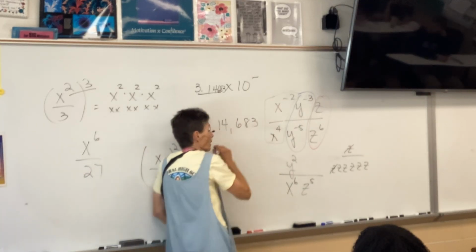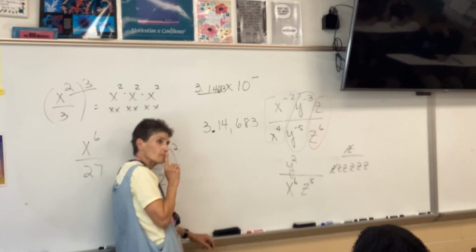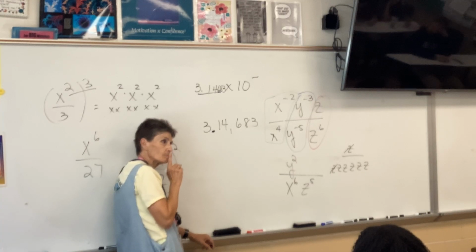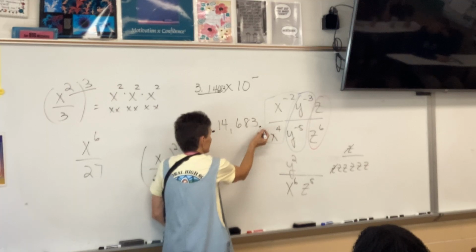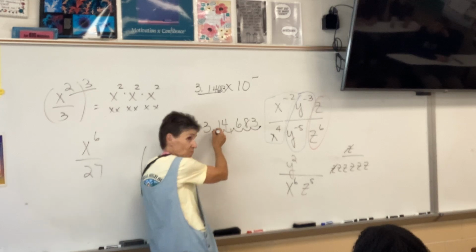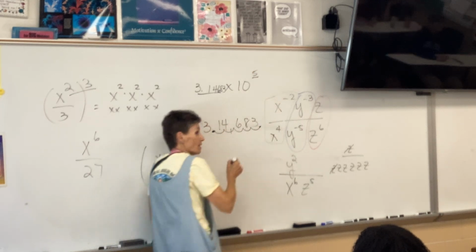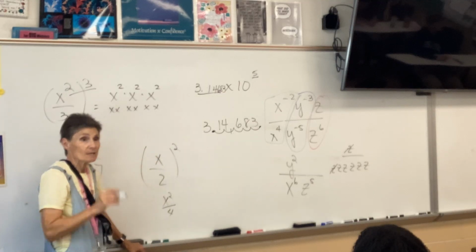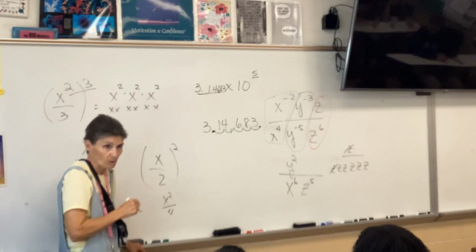Times 10 to what power? Anybody remember how this works from your chemistry days? The decimal point in the original problem is... 1, 2, 3, 4, 5 places I had to move it. So that's a fifth. That exponent is just how many places you moved your decimal to get it where it belongs.